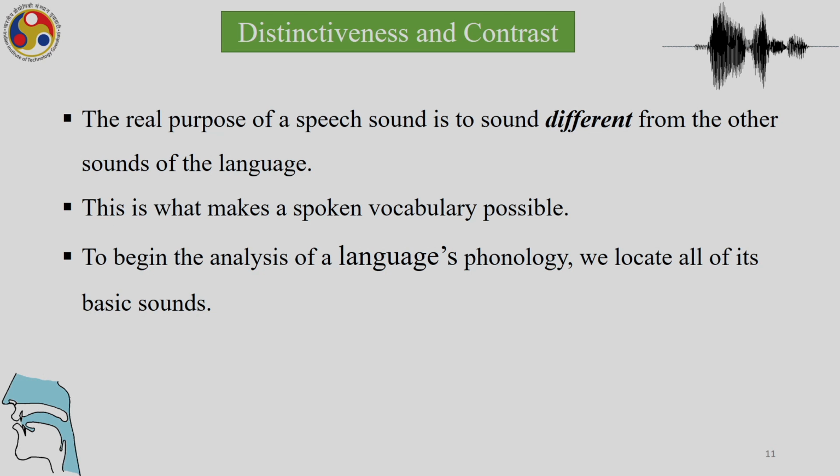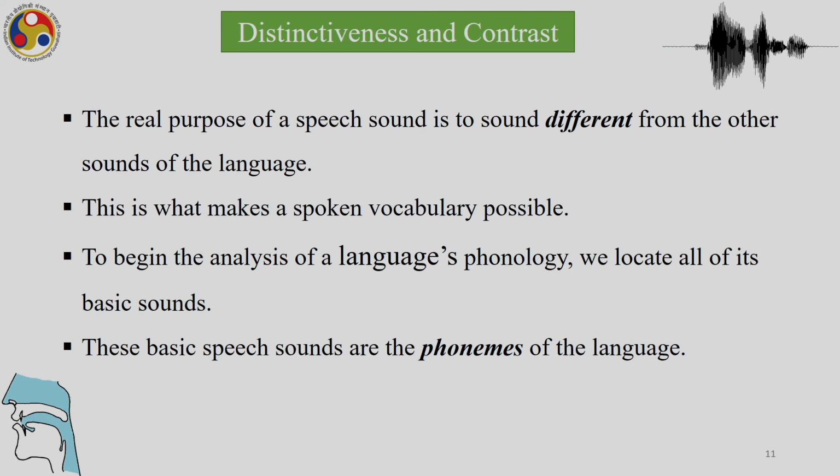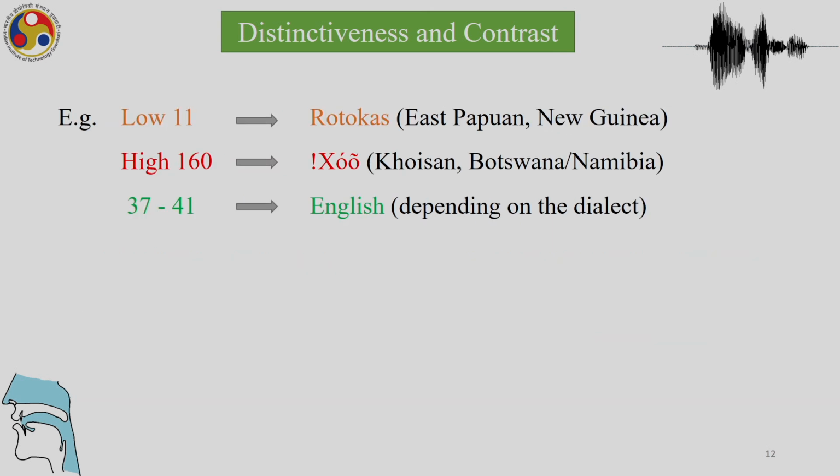To begin the analysis of a language's phonology, we locate all of its basic sounds. That is one of the primary goals of a phonologist, to know what all the basic sounds in that language are. These basic sounds are the phonemes of the language. Importantly, languages vary in the number of phonemes. It's not predetermined which language will have how many phonemes, so there can be a wide variety: as low as 11 in Rotokas, as high as 160 in !Xóõ, and around 37 to 41 in English.